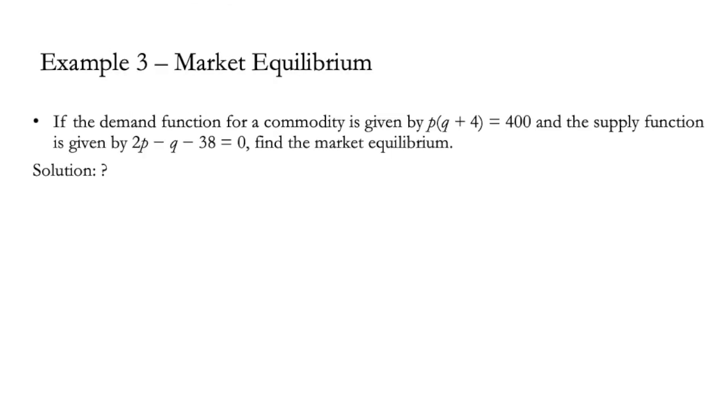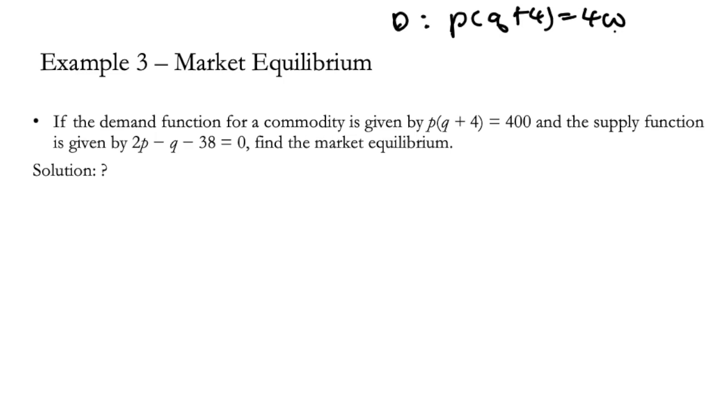Okay, example 3, market equilibrium. If the demand function for a commodity is given by P times (Q plus 4) equivalent to 400, and the supply function is given by 2P minus Q minus 38 equivalent to 0, find the market equilibrium. Okay, so here you have the demand function, which is P times (Q plus 4) equivalent to 400.